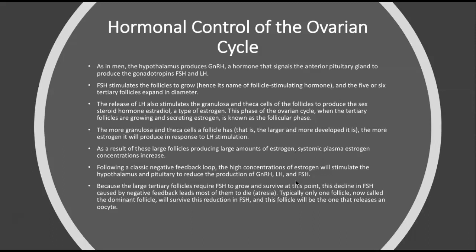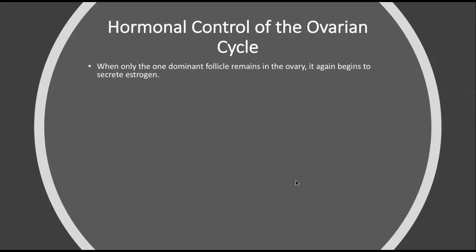But it's sort of a catch-22. These large tertiary follicles require those hormones to grow and survive. So when they get a decline because of all this estrogen, that leads most of them to die. But typically, one will survive, and this one now becomes called the dominant follicle. It will survive the reduction in follicle stimulating hormone, and this one will be the one that releases a secondary oocyte. When only one dominant follicle remains, it begins to secrete estrogen by itself.